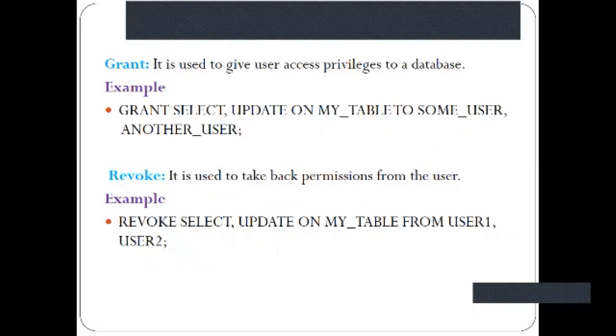Now, grant, as I've said, is used to give a user access privileges to a database. How do you write it? Grant select, comma, update on my table to some user, comma, another user. So what we write is grant, select, update on my table, that is the table name, to the different users. What are the different user IDs? We have to specify that.